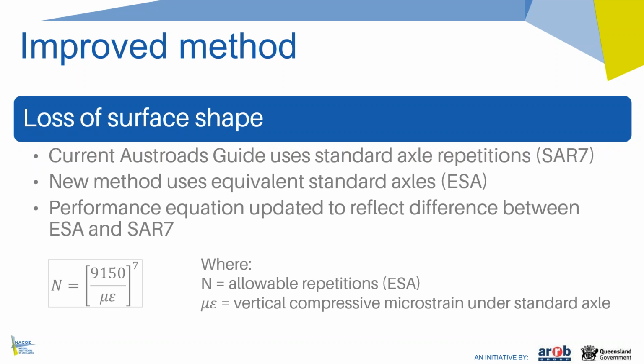ESAs. So pavement designers out there would know that the current relationship is N, which is the allowable repetitions, equals 9,300 divided by the microstrain to the 7th power, but that gives us N in units of SAR 7. Because now we're using ESAs as the unit, there's been a slight adjustment just to the number in that equation to 9,150, and that just accounts for the difference between ESAs and SAR 7. So the allowable loading then for subgrade rutting can then be compared with the design traffic, which would also be in units of ESAs.